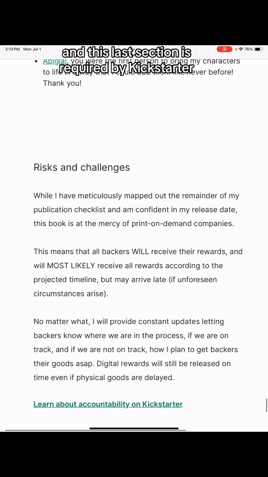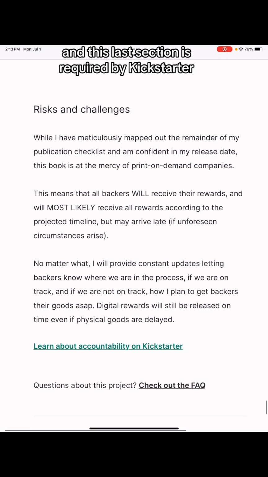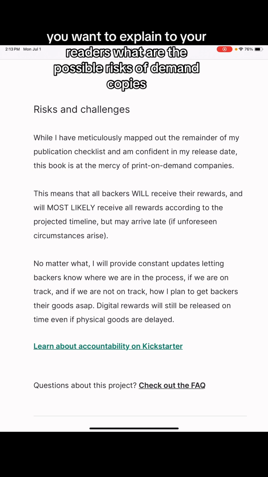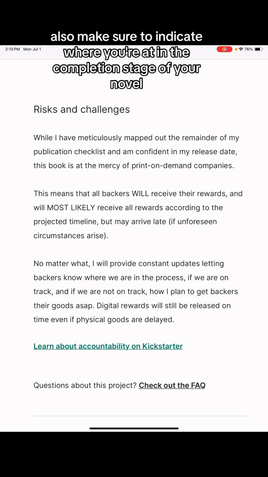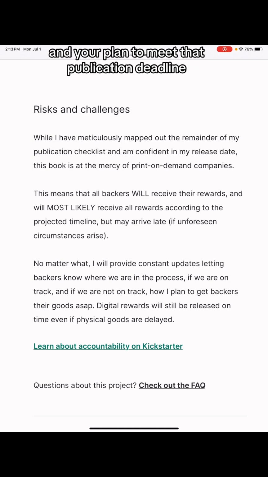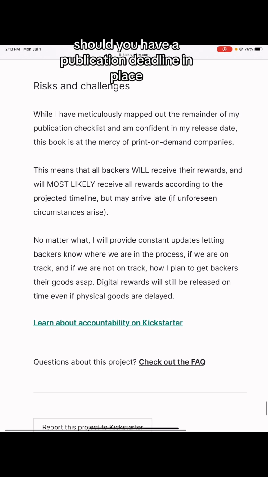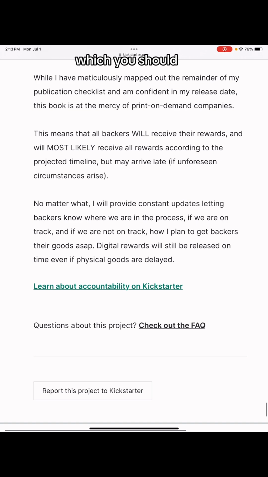And this last section is required by Kickstarter. So in this risks and challenges section, you want to explain to your readers what are the possible risks of demand copies? What is your contingency plan if things go wrong? Also, make sure to indicate where you're at in the completion stage of your novel and your plan to meet that publication deadline, should you have a publication deadline in place, which you should.